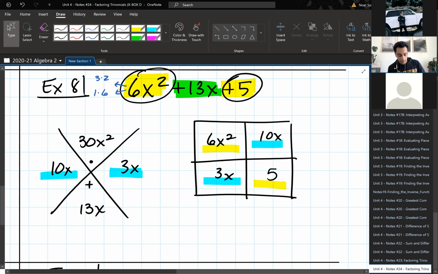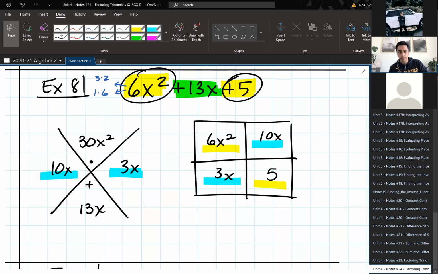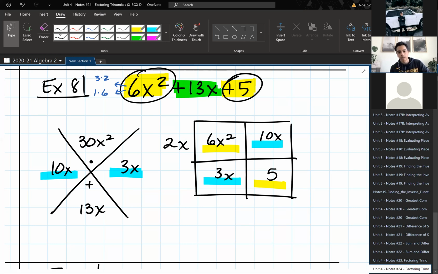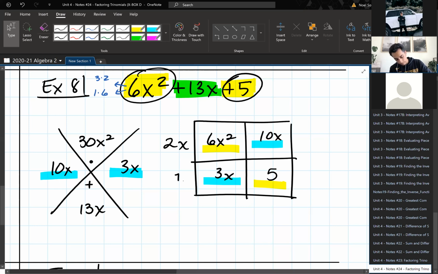So GCF time, go across that first row. What is it that they both have in common that could be divided by? Yeah, 6 and 10 can both be divided by 2. Not only that, they both share x, so 2x. What about that bottom row? Anything they have in common? Yeah, just 1, right? Okay, so first factor, 2x plus 1.